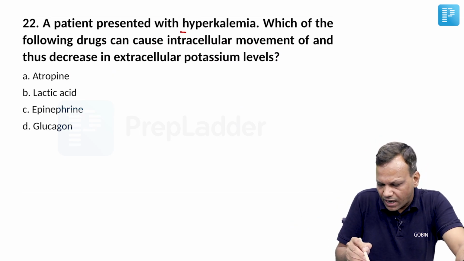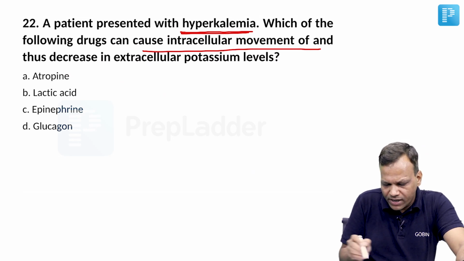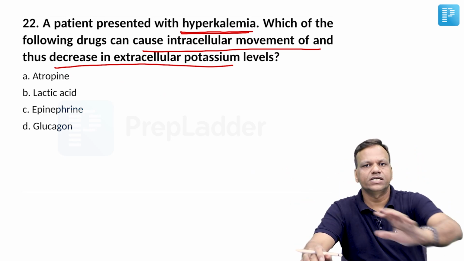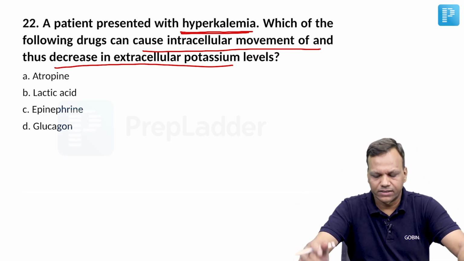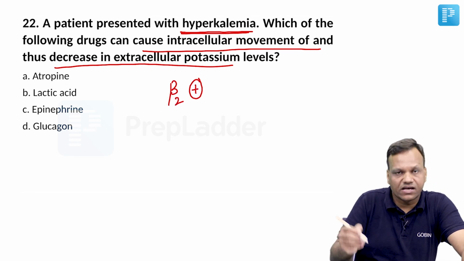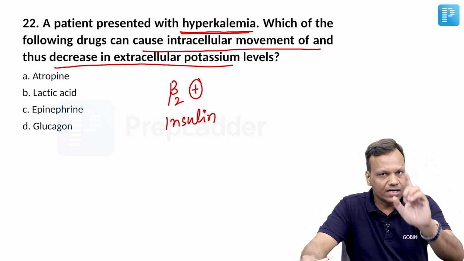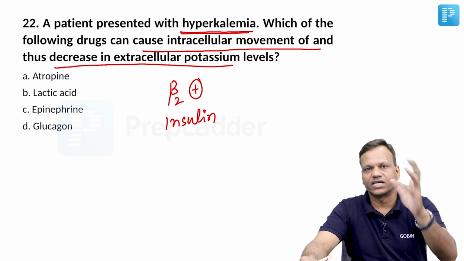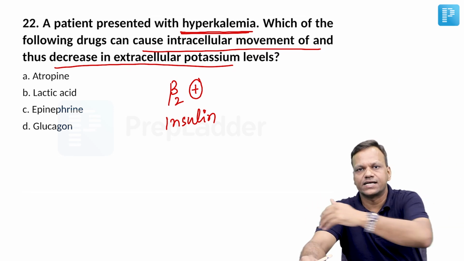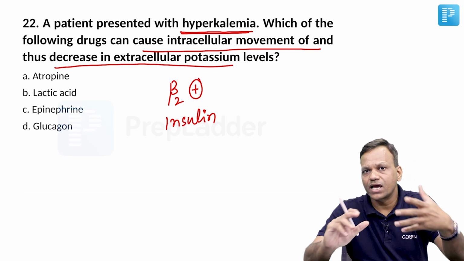A patient presented with hyperkalemia. Which of the following drugs can cause intracellular movement of and thus decrease in extracellular potassium? So which drug will increase the movement toward the cells? That means it will decrease in the blood. We all know beta 2 agonists like salbutamol, and insulin. We had discussed that potassium is afraid of salbutamol and insulin. Whenever they are present, potassium quickly goes inside the cells and hides there. So beta 2 agonist and insulin can be used in hyperkalemia.